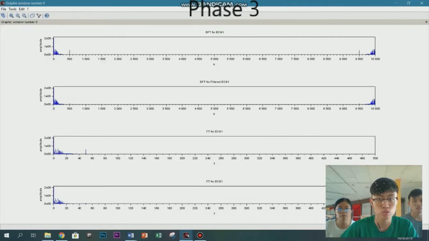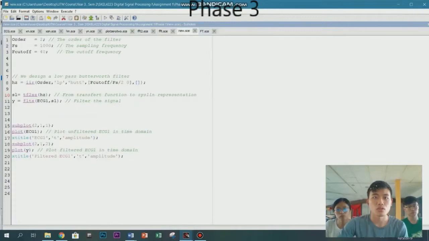These two graphs show the DFT for ECG1, while this one is the FT. You can see that before ECG1 is filtered, the noise frequency is at 50 Hz here. Once it is filtered, there is no more frequency at 50 Hz. This means that ECG1 is successfully filtered by the IIR filter design.